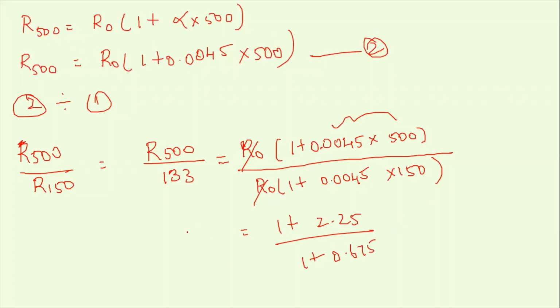Now this is R500 divided by 133, which is 3.25 divided by 1.675. So when you want to find R500, R500 will be equal to 3.25 divided by 1.675 into 133. When you substitute this and solve it, you will get an answer of 258 ohms.